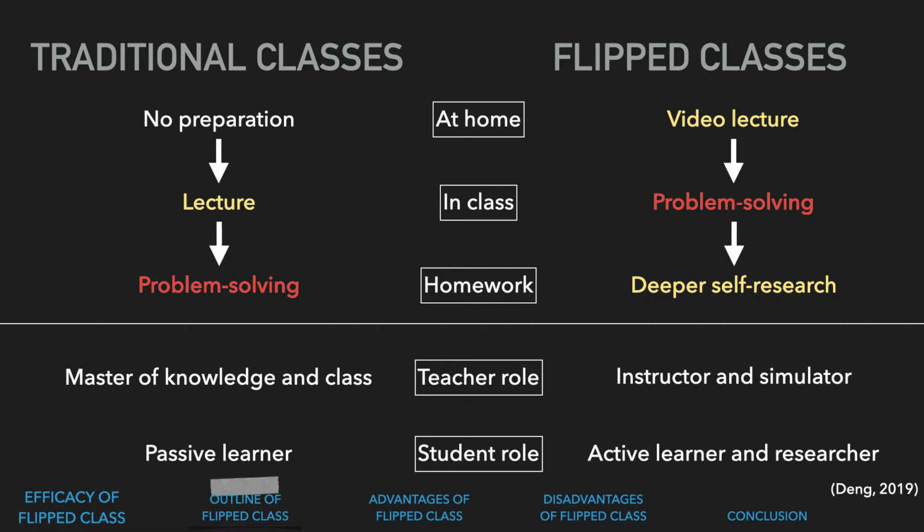As the two approaches take different procedures, the roles of teachers and students are also different. Although teachers are the masters of knowledge and students are relatively passive in traditional classes, in flipped classes, students take more initiative.